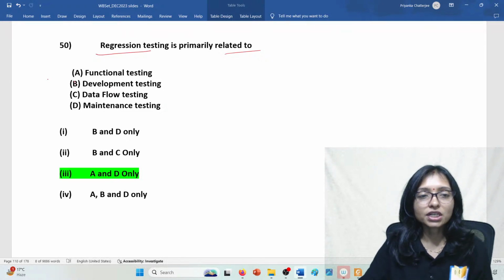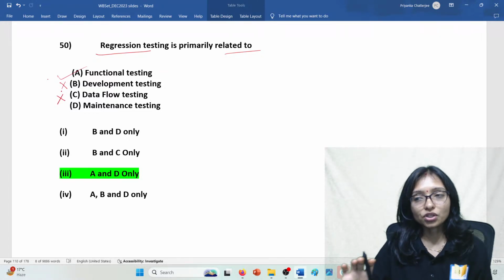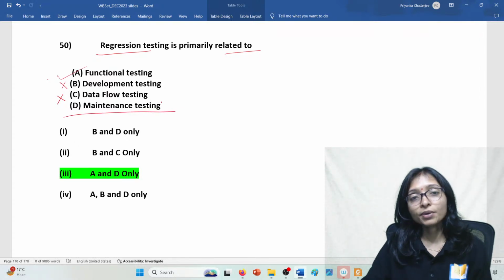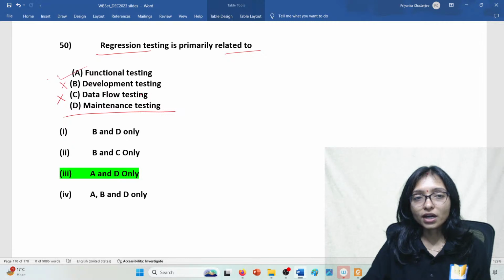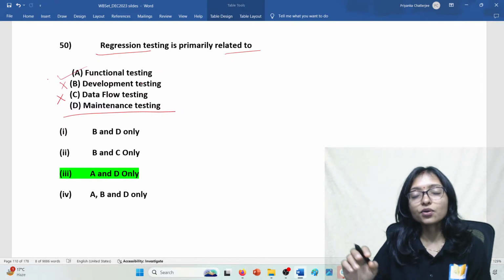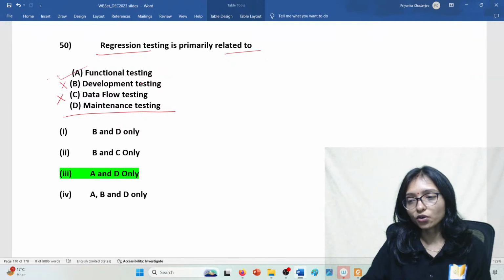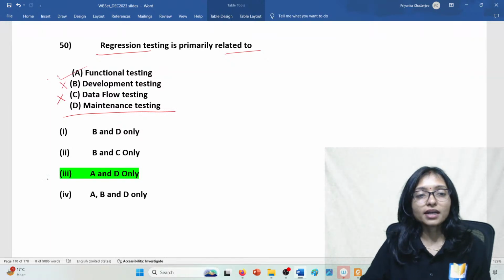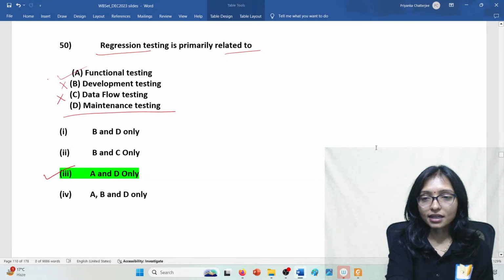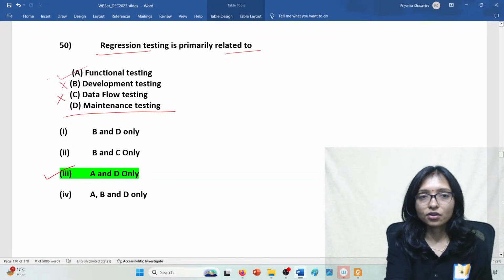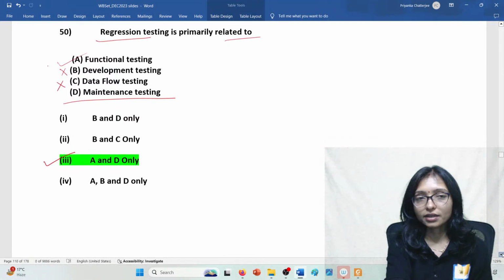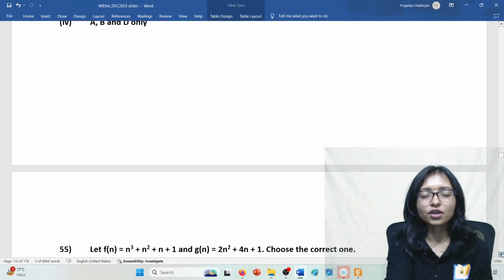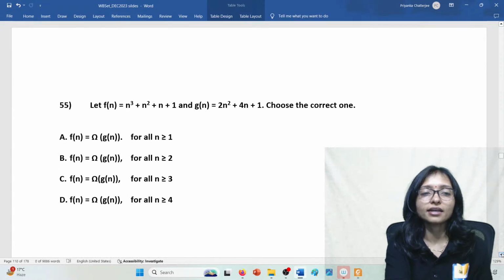Means you are checking functionality. So it is functional testing definitely, and it is not development testing, it is not data flow testing. We are not checking data flow here. It comes under maintenance also, because at the time of maintenance if you make some change, after that you have to check again that the whole system is working fine or not. That is regression. So that's why A and D is the correct answer here. Data flow is not required, and it does not come under development. I think the official answer key is also A and D.